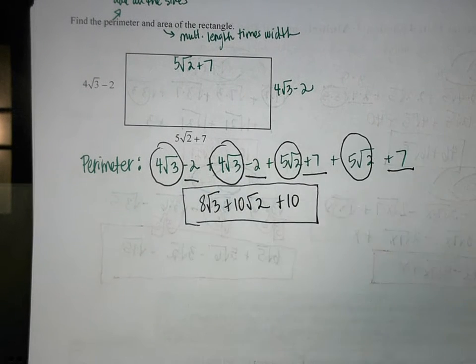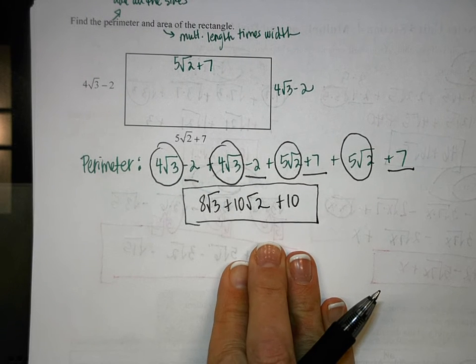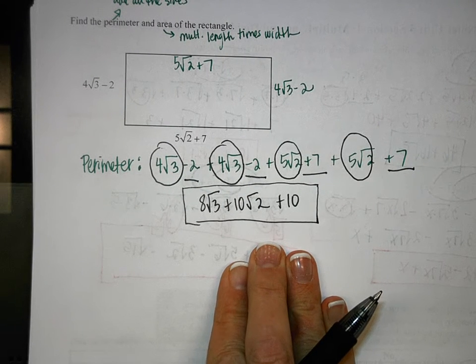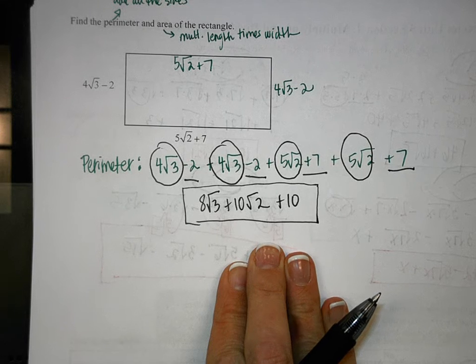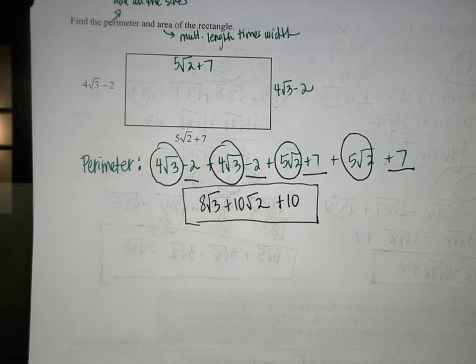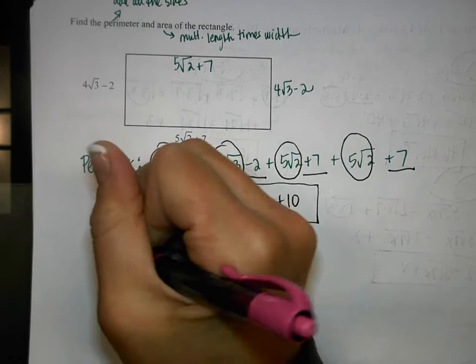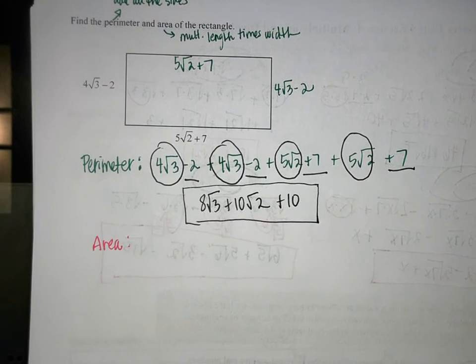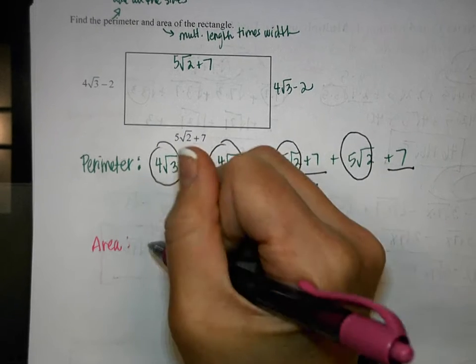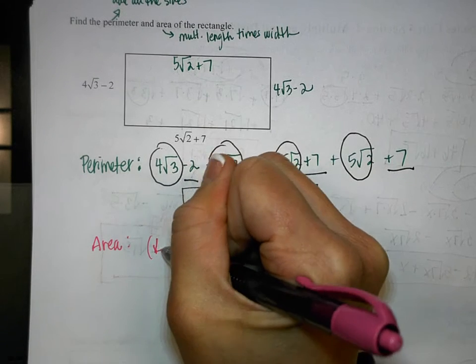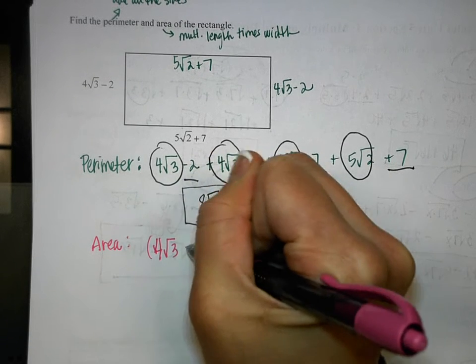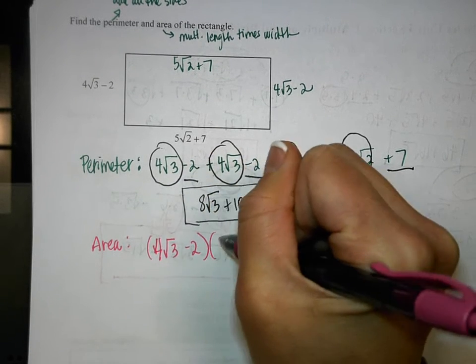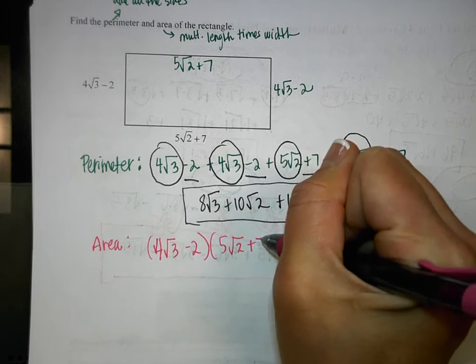Does the order that I write this in matter? No, you just have to have all 3 of those terms. Area. Who thinks they know how to find the area? Kyle: 4 root 3 minus 2 times 5 root 2 plus 7. Good. 4 root 3 minus 2 times 5 root 2 plus 7 is correct.